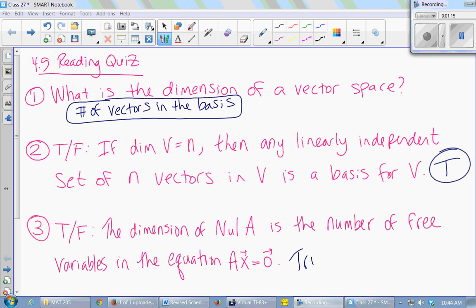And what is the dimension of the column space of A? As a follow-up, how do you find the dimension of the column space of a matrix? Number of pivots. Number of pivot columns, yeah.